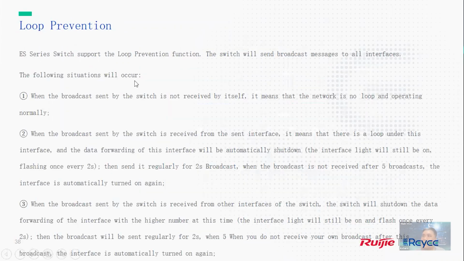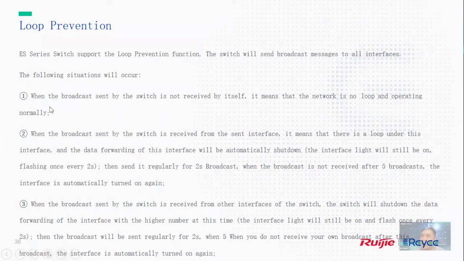Okay, the next highlight feature we will move on to is loop prevention. Our ES series switches support loop prevention, based on several scenarios. For the first scenario, the switch sends out broadcast traffic on each port. If it is not received by itself, it means the network has no loop.